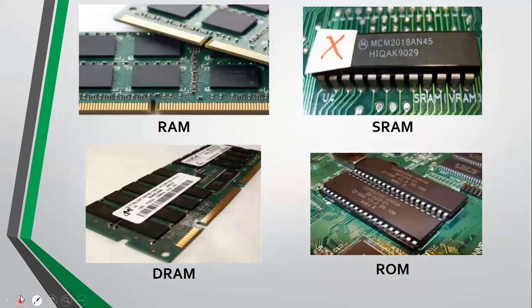Now let's look at these four chips we talked about before. We have the RAM, which is of temporary data. We have the ROM, which is of permanent data. We have the DRAM, which is large, and we have the SRAM, which is fast.